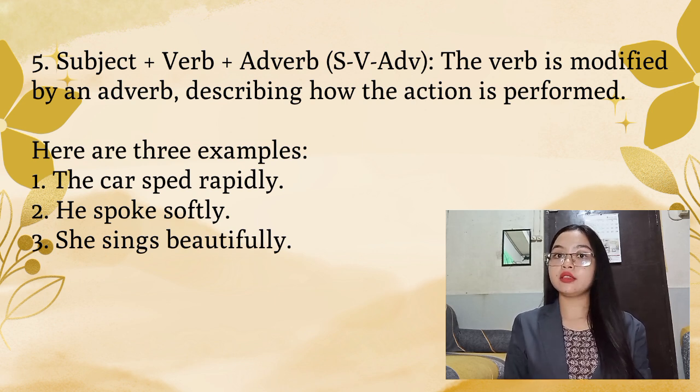First, the car sped rapidly. Second, he spoke softly. Third, he sings beautifully. So here in example number 1, rapidly modifies sped, describing how fast the car moved. Second, softly modifies spoke, describing the manner of speaking. Third, beautifully modifies sings, describing the quality of her singing. So in each case, the adverb adds detail to the verb, explaining how the action was performed.